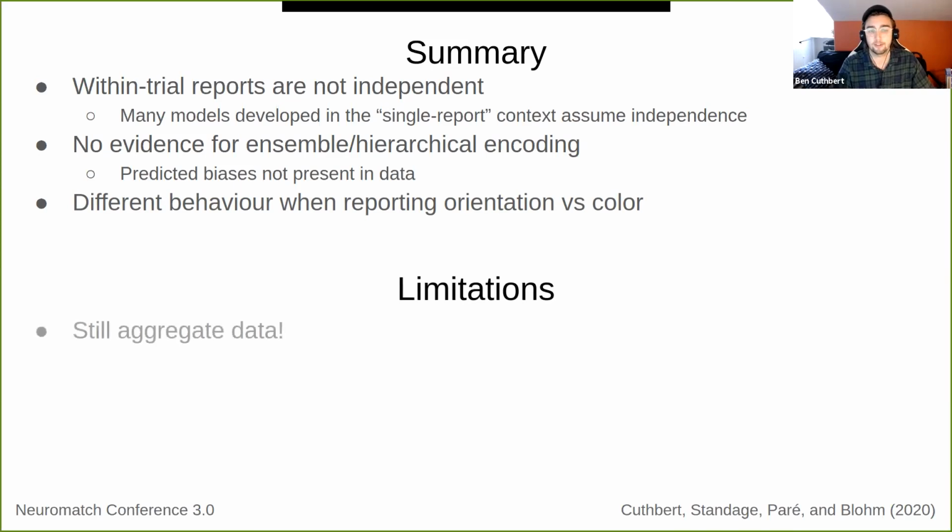I threw in a few limitations here, just preempting what people might say. These are still aggregate data.